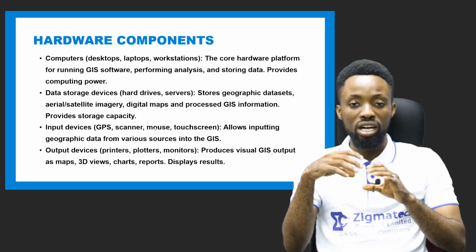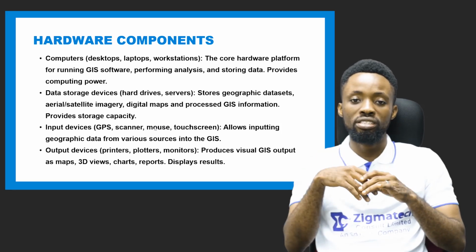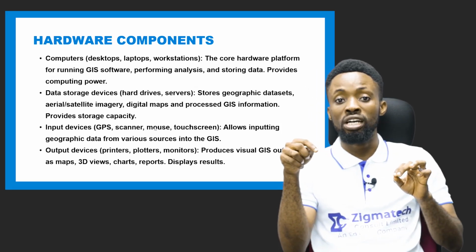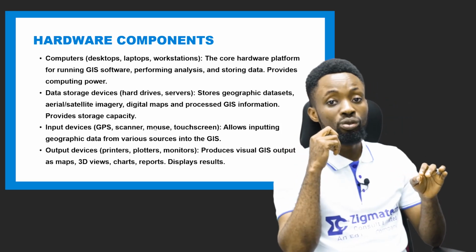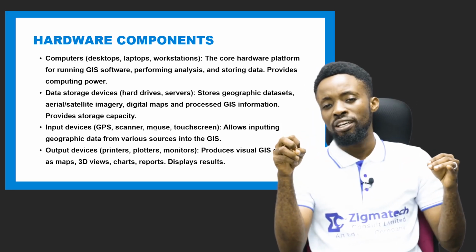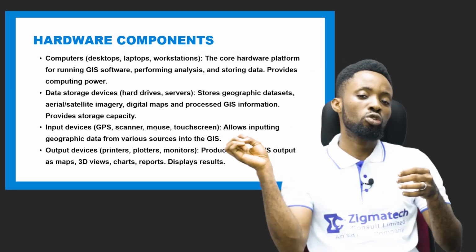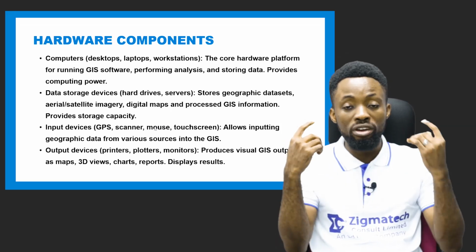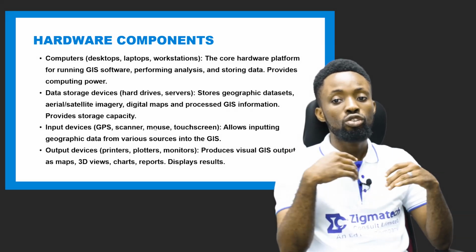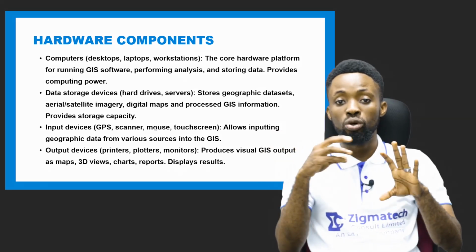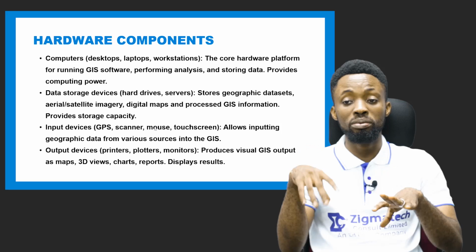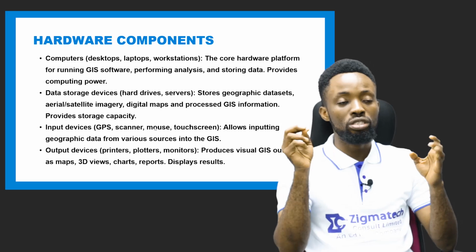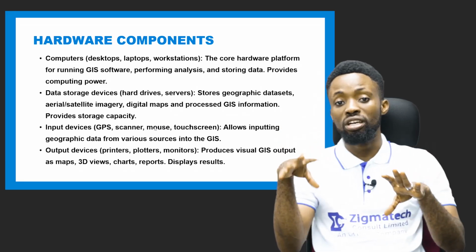Then the next part of the hardware component is the input devices. Now these parts actually help us to put the geographic data into the computer system. So without the input device, it's very difficult for the geographic data that we have obtained to be inserted into the computer system that we can use to generate geographic information. So with the help of input devices, we can easily do that. And input devices include things like GPS, mouse, touchscreen, scanner, and keyboard. They allow for inputting geographic data from different sources.